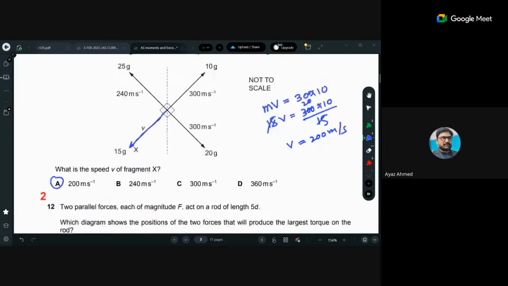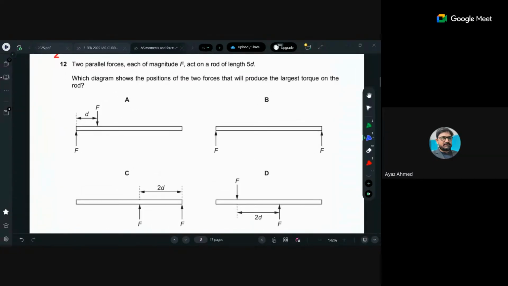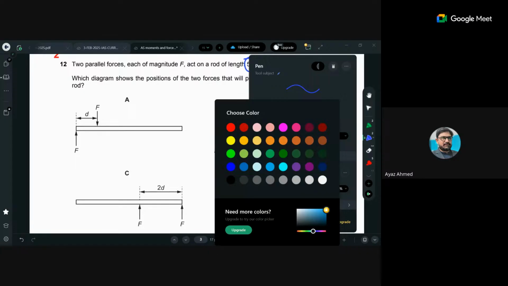Yes. Okay, the next question is basically: two parallel forces, each of magnitude F, act on a rod of length 5d, where 5d is the total length. Which diagram shows the position of the two forces that can produce the largest torque on the rod? For that purpose, if you go through this question, it depends upon the force and distance, as in the usual questions of moments.